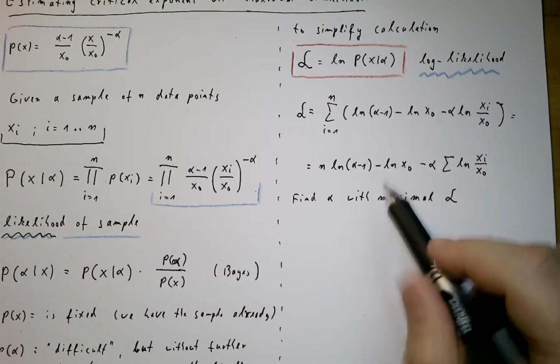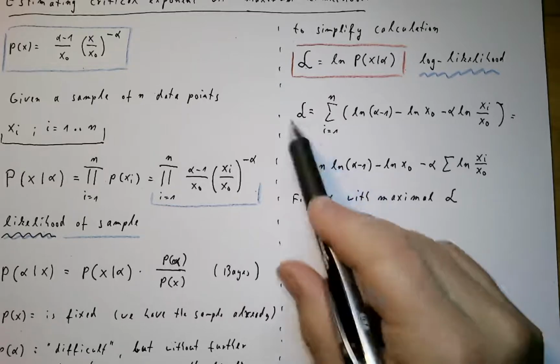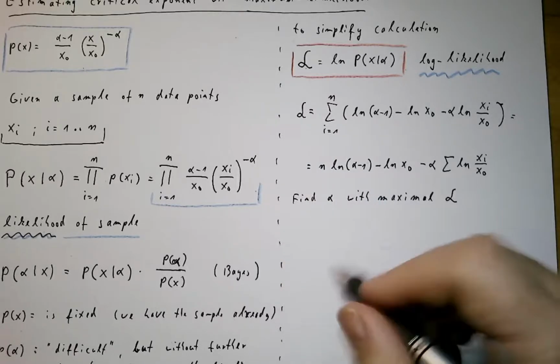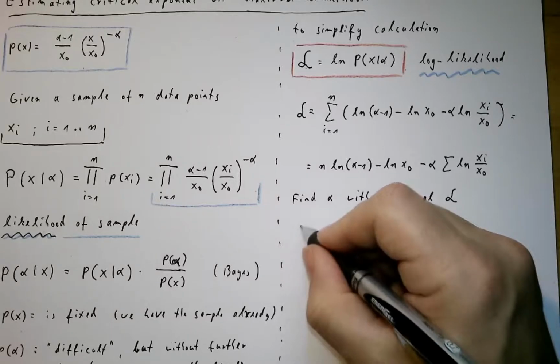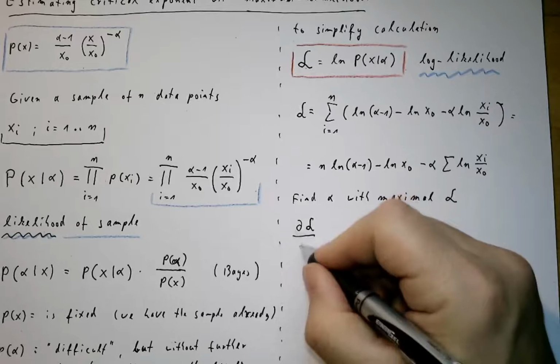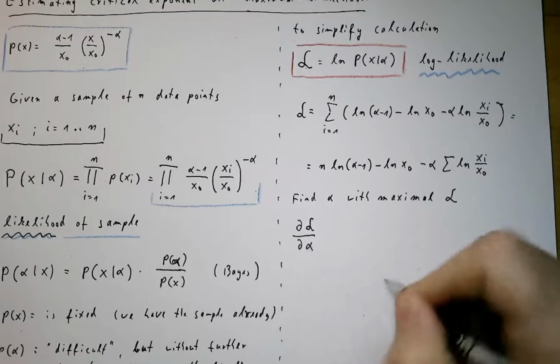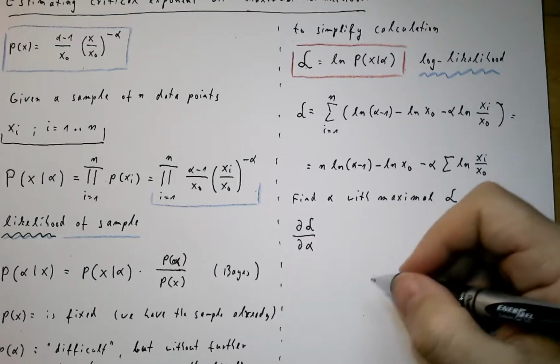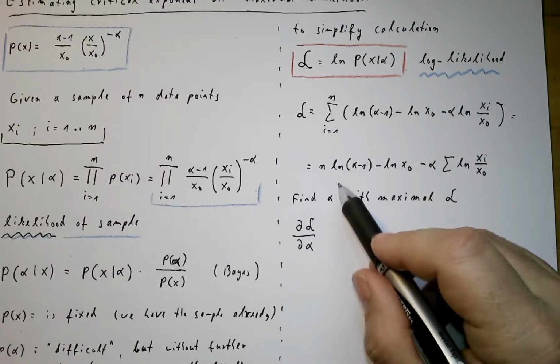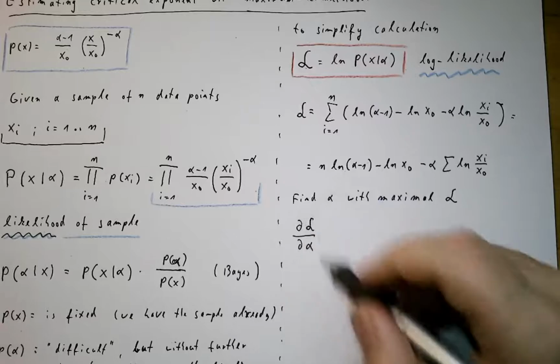And how do we find the value which maximizes a function? We need to take the derivative. So we have to calculate the derivative of the log likelihood by alpha. And now let's see what the derivative is.